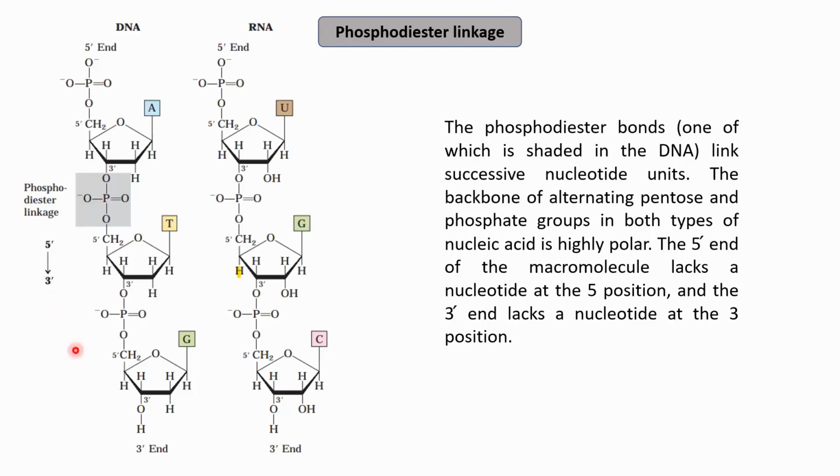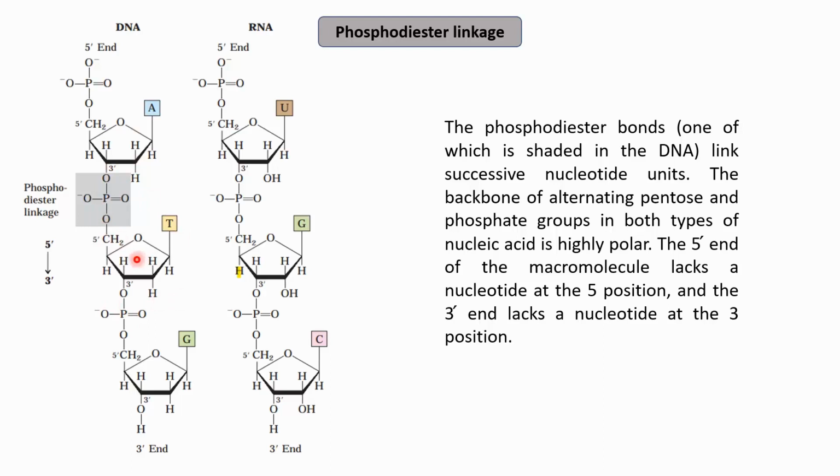Now, as we see how the phosphodiester linkage is formed, the 3' of the first, above nucleotide molecule forms the link with the 5th carbon atom, thus resulting in the phosphodiester linkage. So the phosphodiester bonds, one of which is shaded in dark here, link the successive nucleotide units, and the backbone of alternating pentose and phosphate groups in both types of nucleic acids is highly polar.